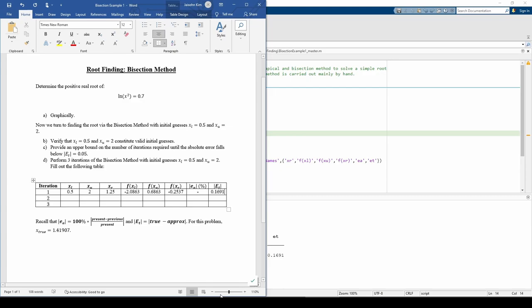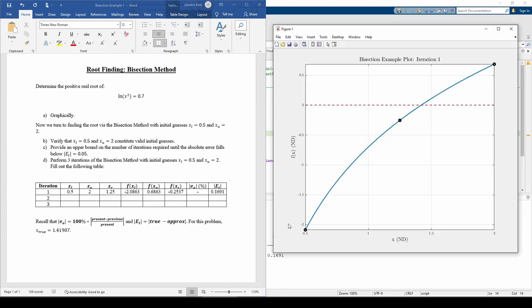Let's take a look at the plot. We can clearly see the lower guess, the upper guess, and the root estimate in the middle. We now have two subintervals, one from xl to xr, and the other from xr to xu. The root lies within the subinterval which contains the sign change. That means we can discard the interval from xl to xr and only focus on the subinterval from xr to xu. In the next iteration, xr will become xl and xu will stay the same.